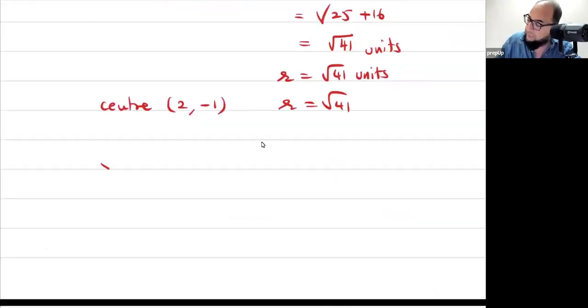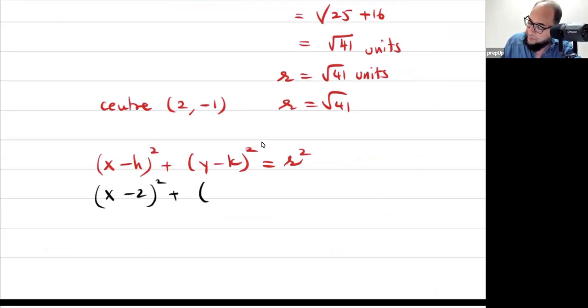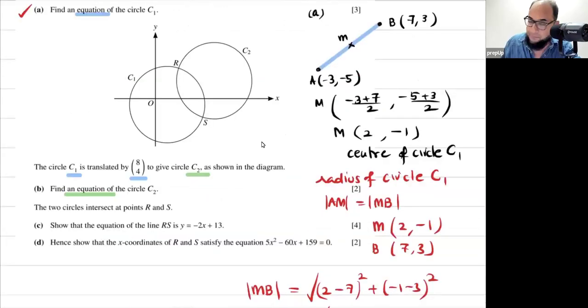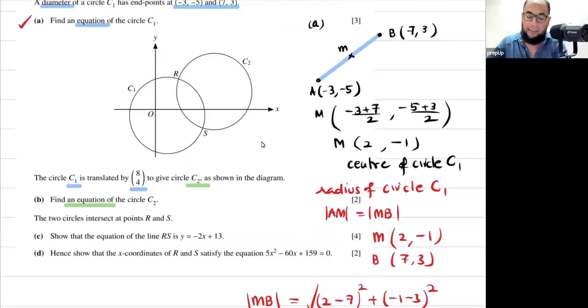And the equation is (x minus h) whole squared plus (y minus k) whole squared equals r squared. Therefore we have (x minus 2) whole squared plus (y minus (-1), which is y plus 1) whole squared, equals r squared, that is the square of root 41, which comes out to be 41. So this is the equation of the circle, that is the first part. The first part is all good, all done. Just acknowledge it on WhatsApp if it's all clear. Now let's get started with the second part.